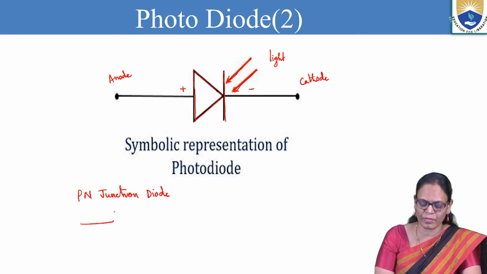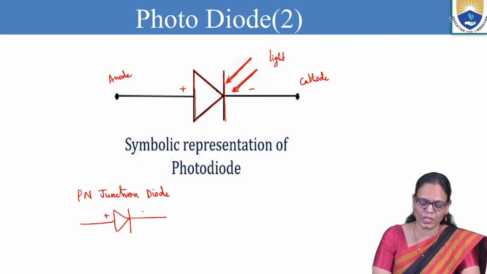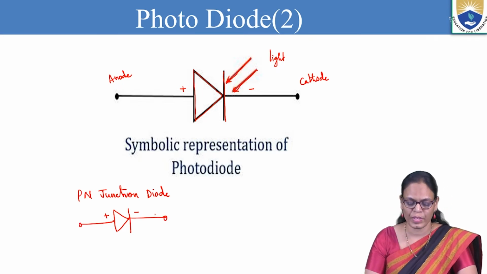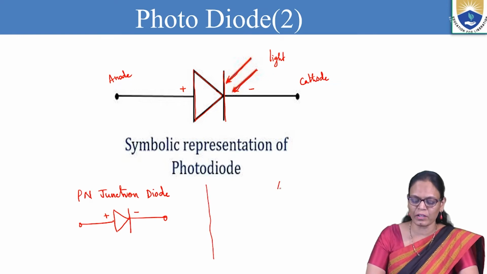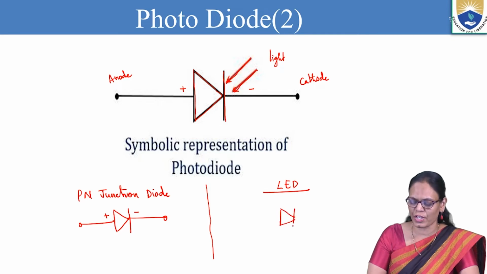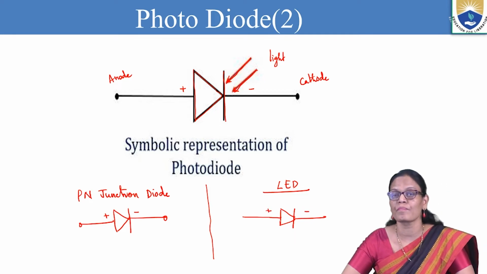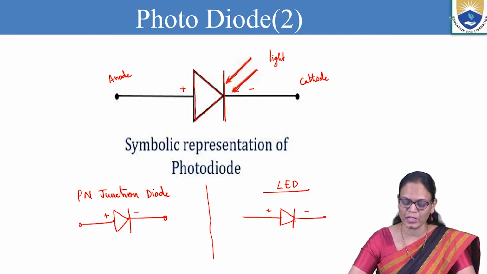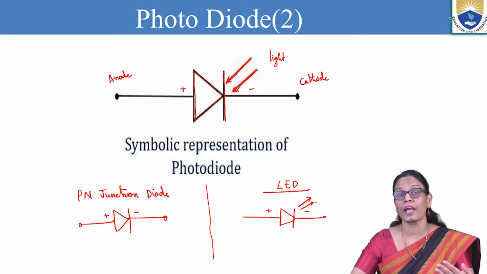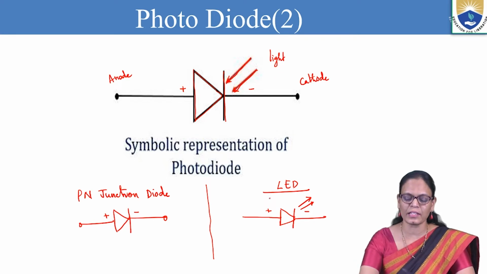What is the symbol we have? A triangle with a line. So this is positive and this is negative. This is a PN junction diode. Now when it comes to LED, we have taken a PN junction diode and connected it in forward bias, always, and there are two arrows pointing outward. Outward always represents the emission of light. So these are the symbols we need to remember.